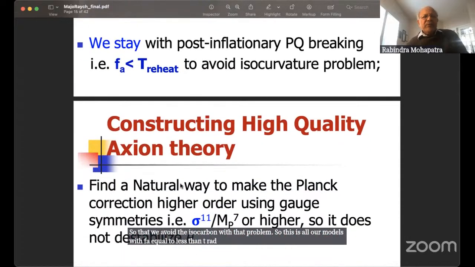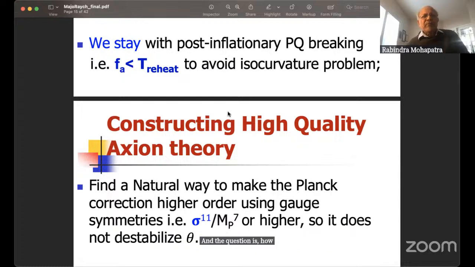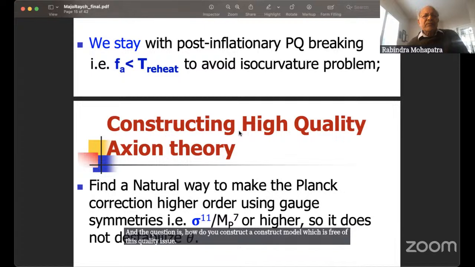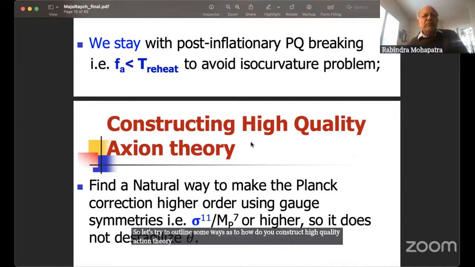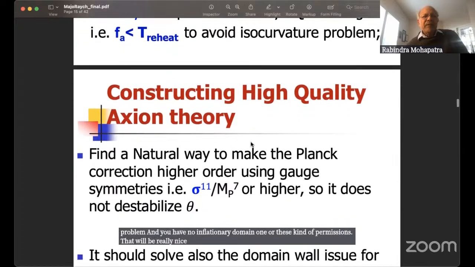Okay. So the question is, how do you then construct a high quality axion? This is, by the way, called the quality problem. And the question is, how do you construct a model which is free of this quality issue? So let's try to outline some ways as to how you construct a high quality axion theory, so that you solve the strong CP problem, you have no Planck scale problem, and you have no inflationary domain wall and all these kinds of problems. That will be really nice to have a model like that.